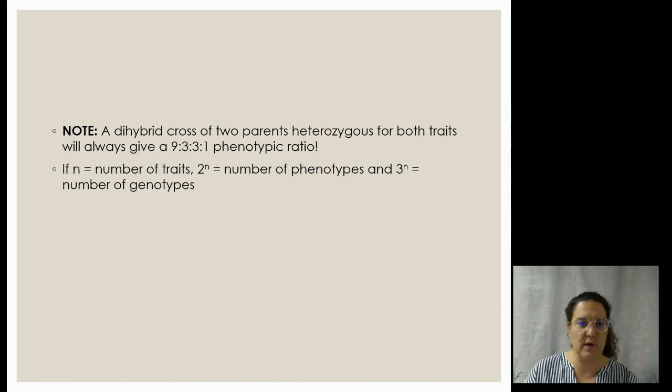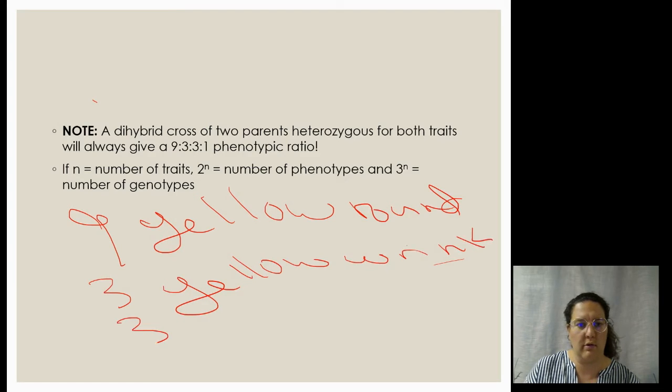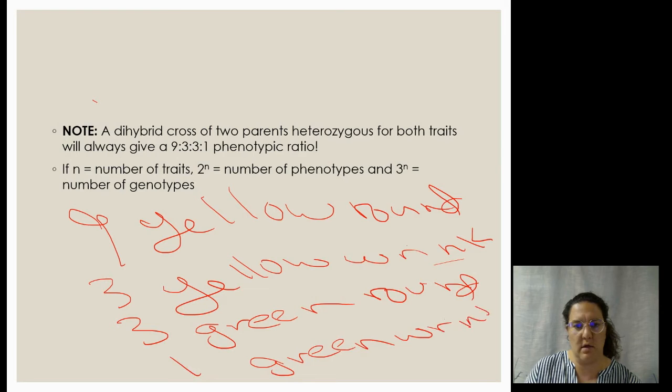And so in the last one, this would have been, where's my pen? Would have had 9 that were yellow and round, 3 that were yellow and wrinkled, 3 that were green and round, and 1 that was green and wrinkled. So that's our phenotypic ratio for a heterozygous dihybrid cross.